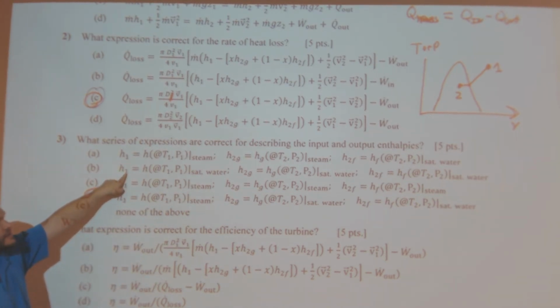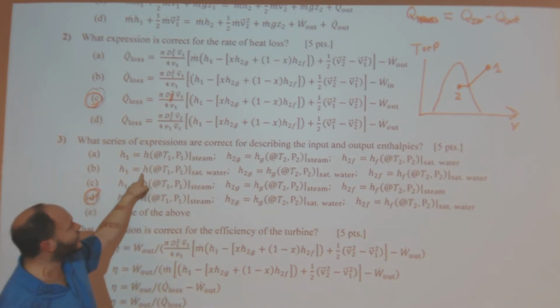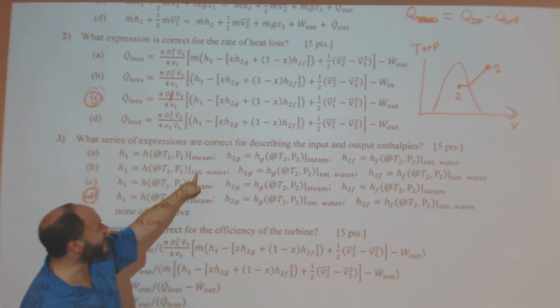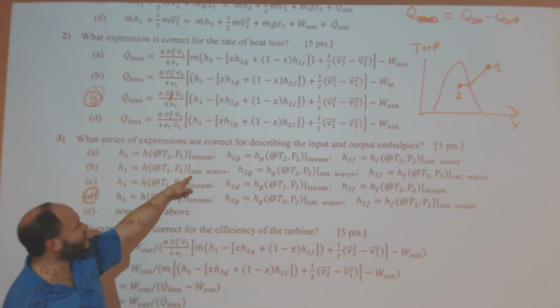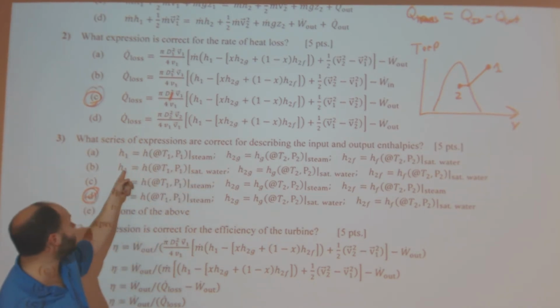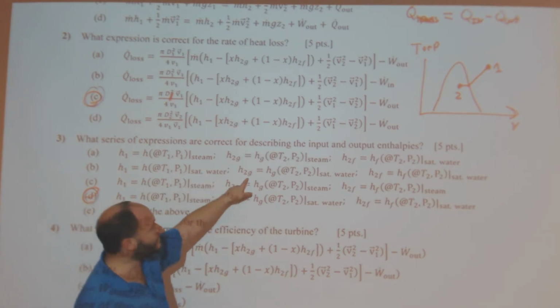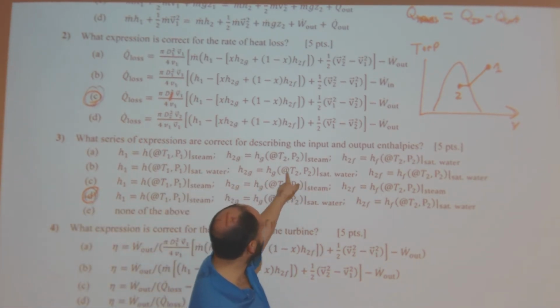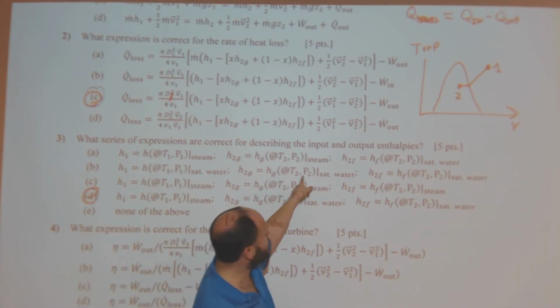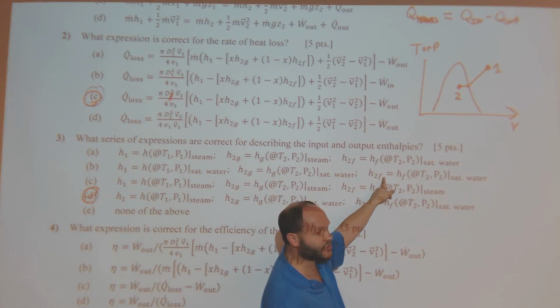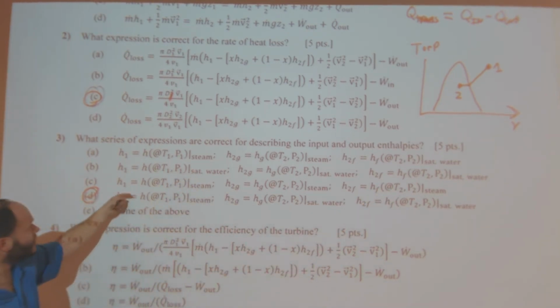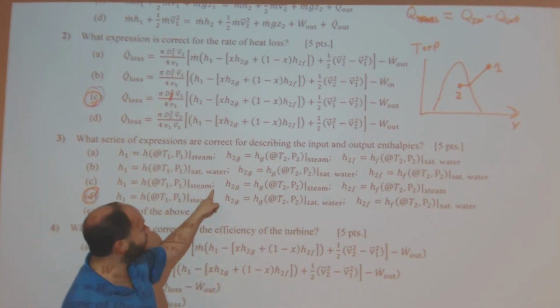It comes in as superheated steam, and I can't look up H at T1, P1 in a saturated water table to get H1. You'll never find it. So this is not right. And then here, saturated water, this is true. But this one's wrong. And then here, this is true.